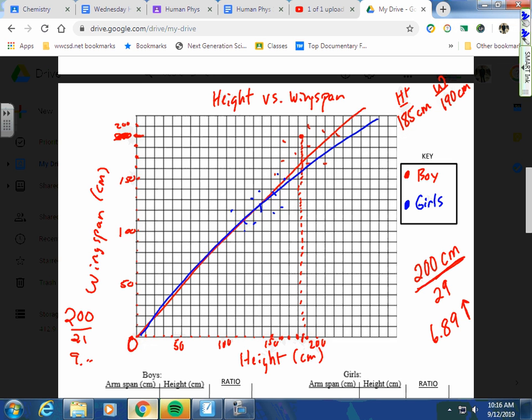And you could do it if you don't have different colors by making different marks. Like I suggested, for girls, you could make X's and then make their line a dashed line or something. You could put all that information in the key so it makes sense. All right.